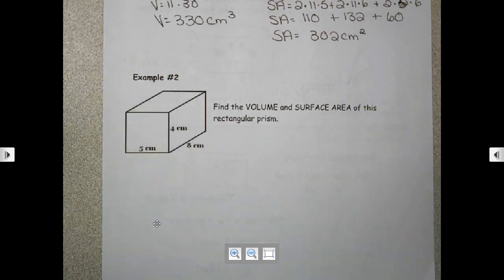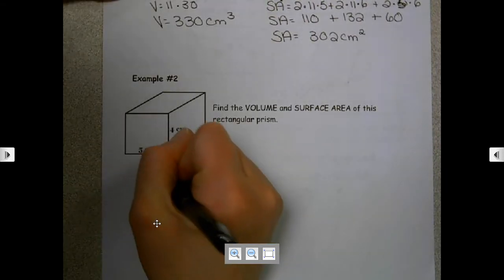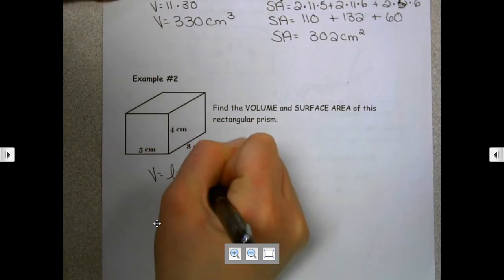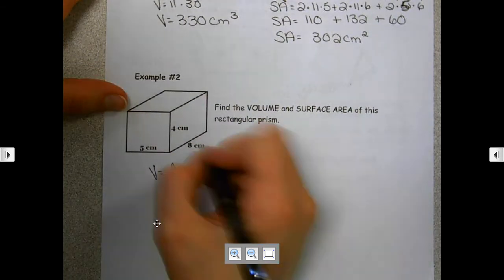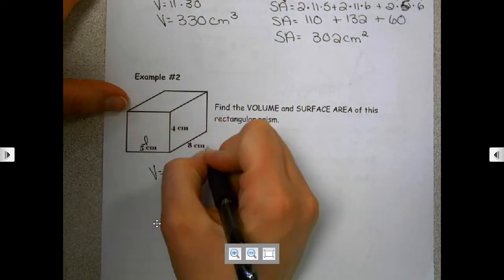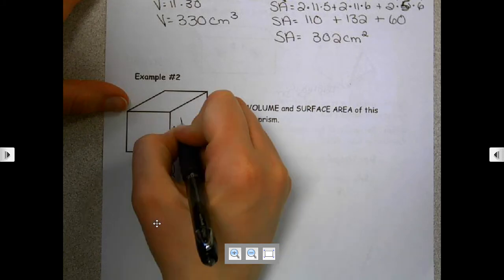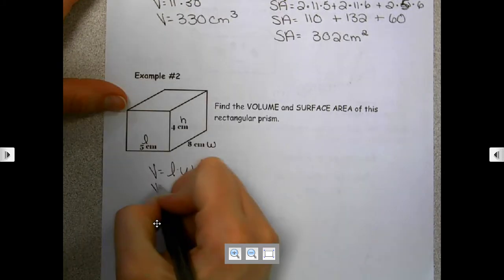Okay, hopefully you paused the video. The first thing we're going to do is the volume. Now remember, we always write the formula. And we're going to identify length, width, and height. I think we're going to go length, width, and height. And I'm going to go ahead and replace.